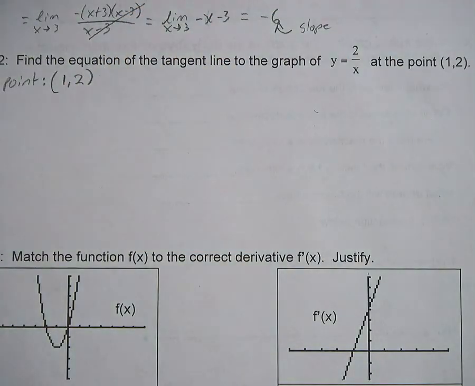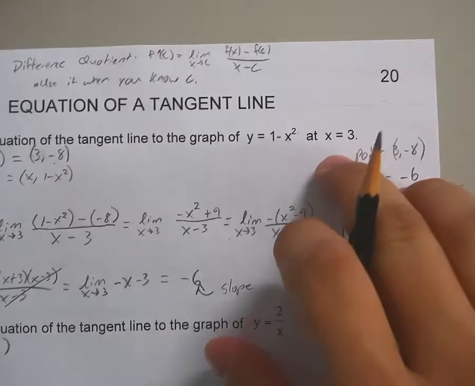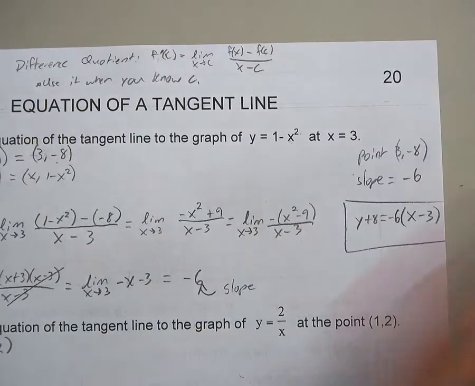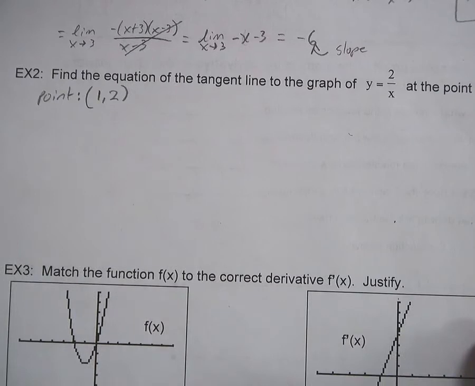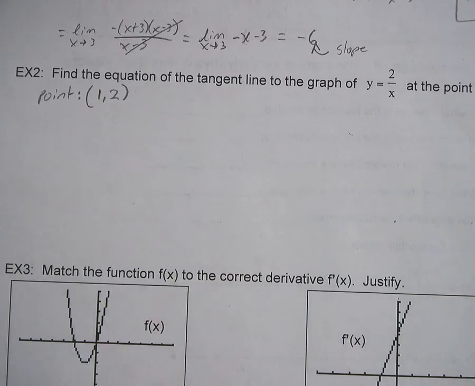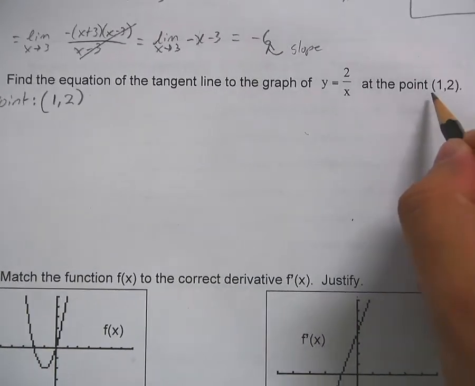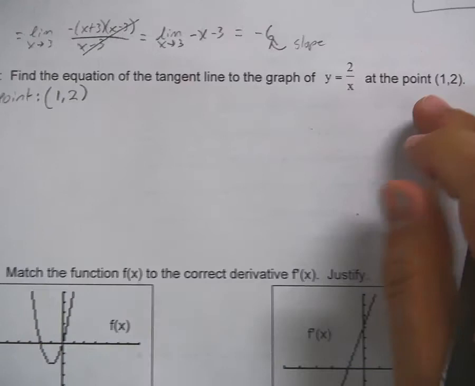So here they give me a point. Notice up here, they just gave me a value for x. Down here, they actually give me a point. So I've got a point here of 1 comma 2. What I'm trying to do is use this x value of 1 as my value for c.